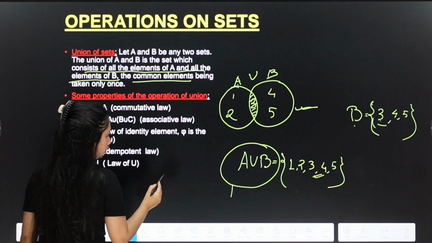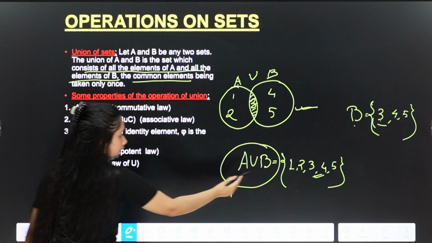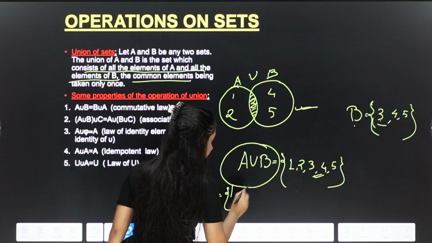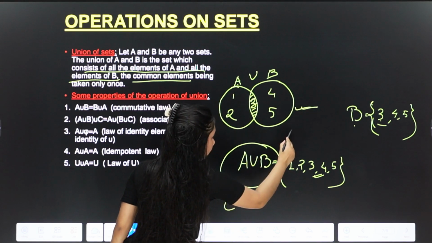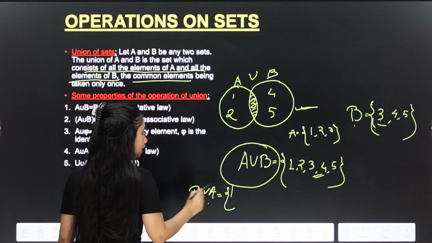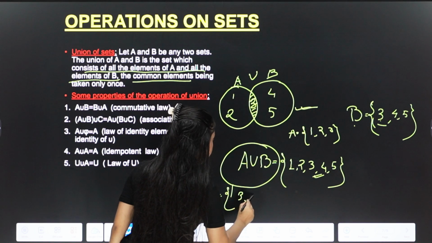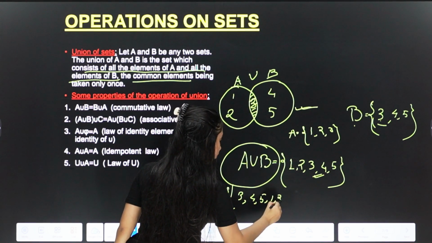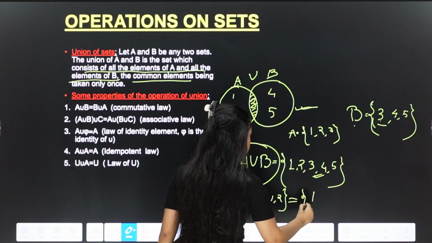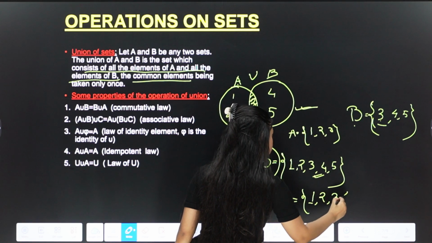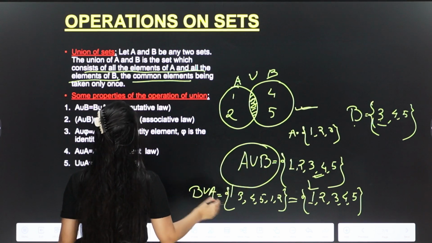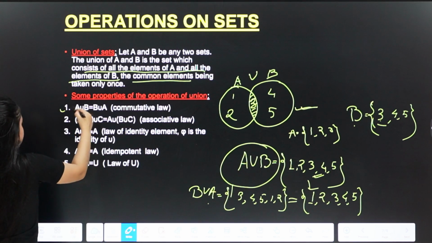If we want to write B union A, we will get the same value. That is, A is 1, 2, 3. So B union A will be 3, 4, 5, and 1, 2. And in the first class, we have discussed that we can write it as 1, 2, 3, 4, 5. So both are same. Thus, A union B equal to B union A. So this property is satisfied.